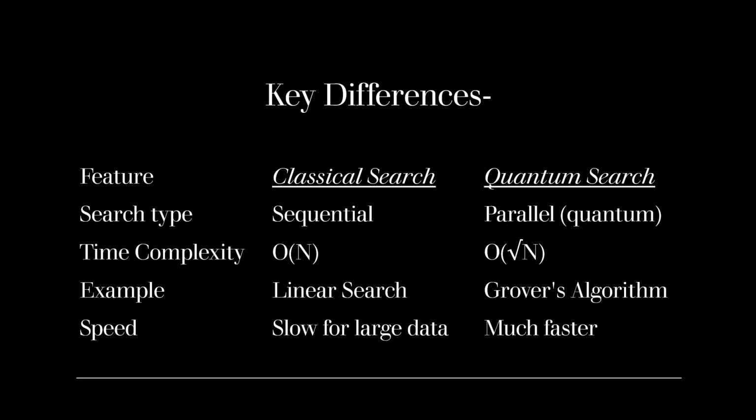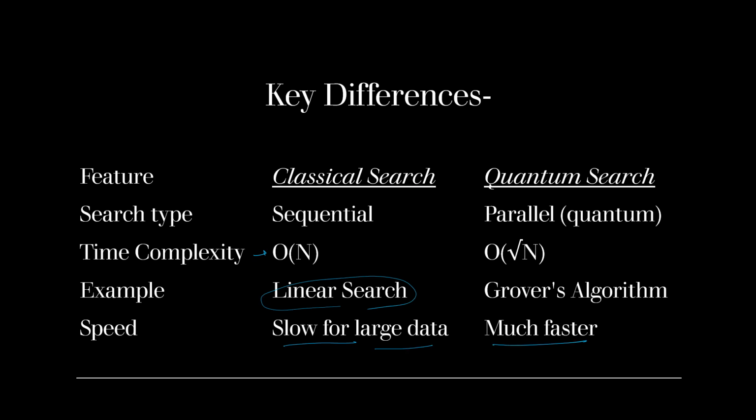As we have seen, quantum search is the most efficient way compared to classical search. Here are some key differences between classical search and quantum search. When we talk about time complexity, classical search is of order n, whereas in quantum search the complexity is in terms of root over n. The example for classical is linear search, whereas in quantum search, Grover's algorithm is followed. Speed: classical search is slow for large data, whereas quantum search is much faster than classical search.